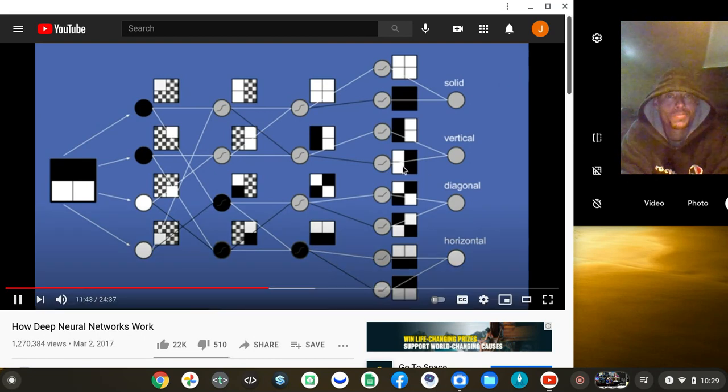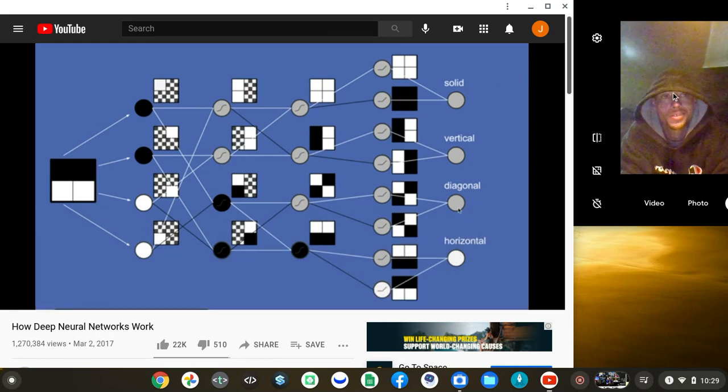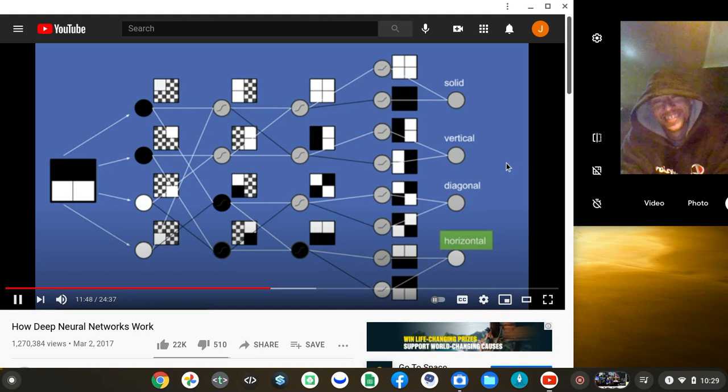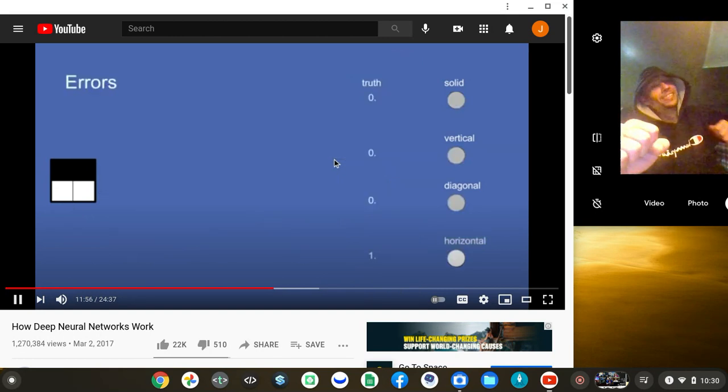And that's the answer. Our neural network said this is an image of a horizontal line.